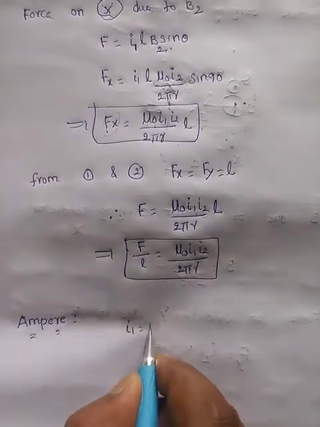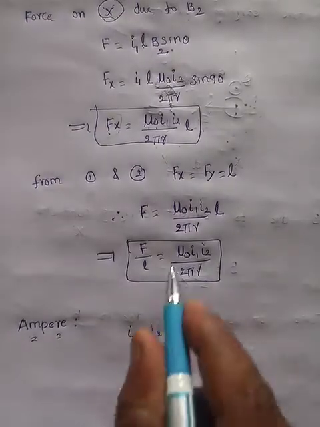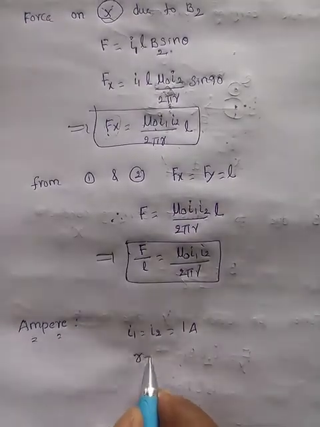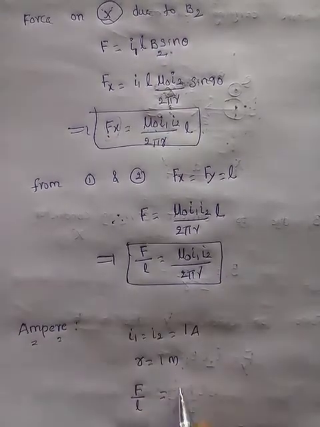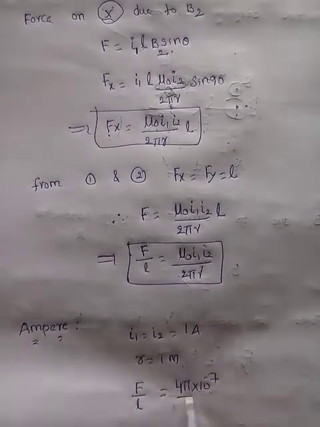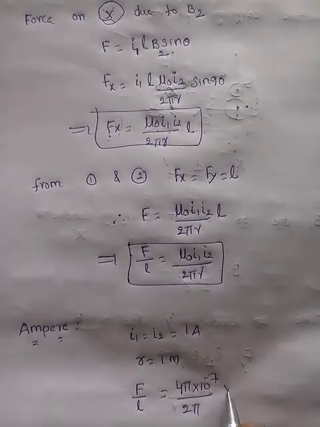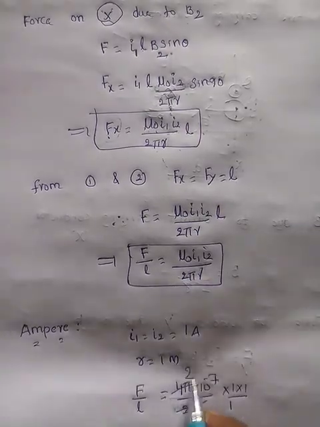I1 is equal to 1 ampere, I2 is equal to 1 ampere. Substituting, if the distance is 1 meter, then what is F by L? Mu naught is 4 pi into 10 raised to minus 7, divided by 2 pi. I1 and I2 are 1 and 1, the distance is 1 meter, so 2 pi over 2 pi.